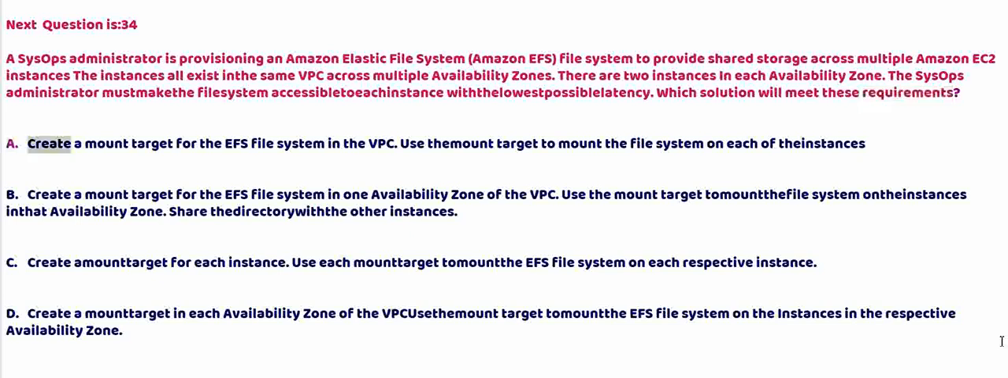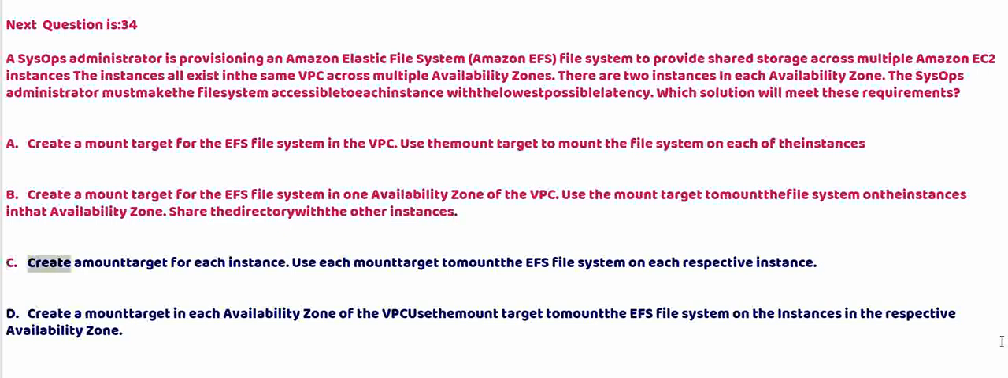A. Create a mount target for the EFS file system in the VPC. Use the mount target to mount the file system on each of the instances. B. Create a mount target for the EFS file system in one availability zone of the VPC. Use the mount target to mount the file system on the instances in that availability zone. Share the directory with other instances.